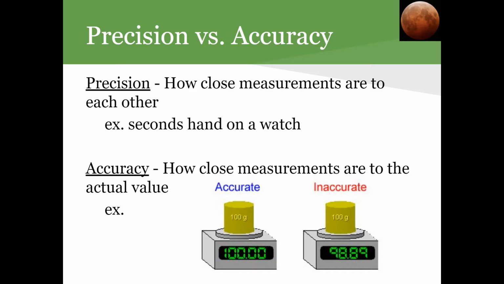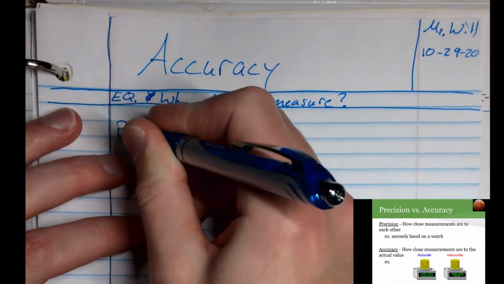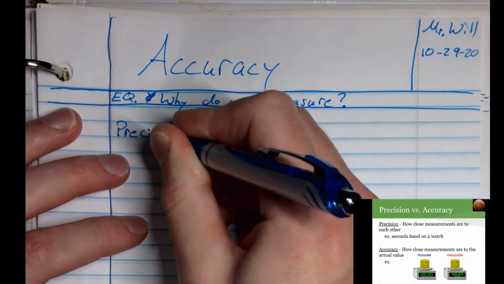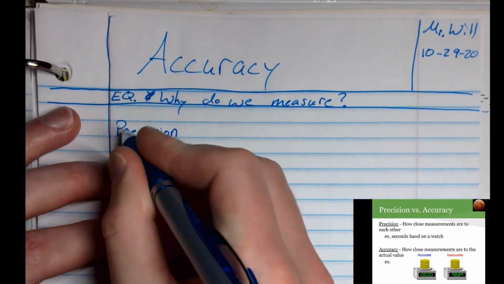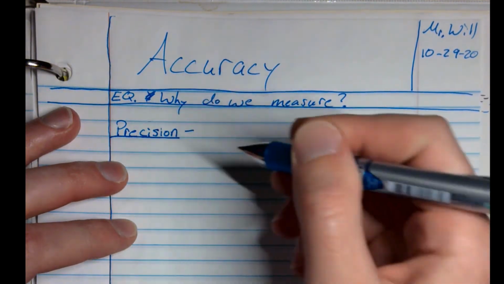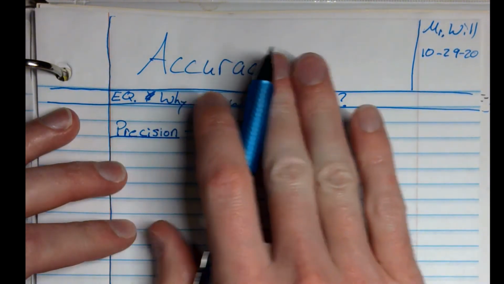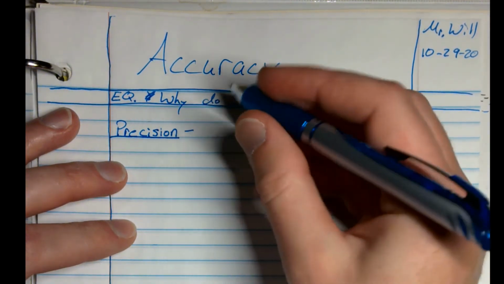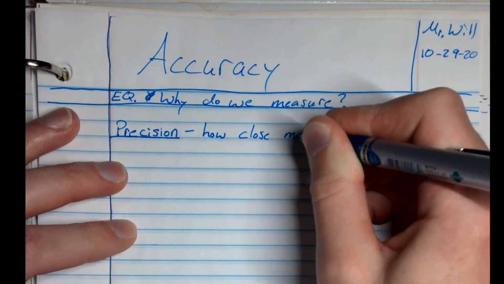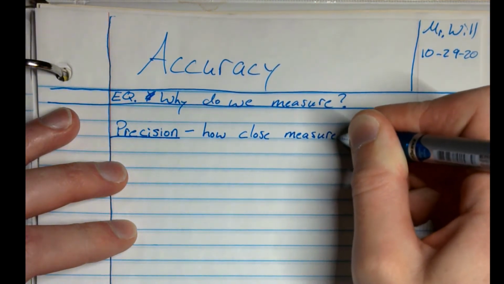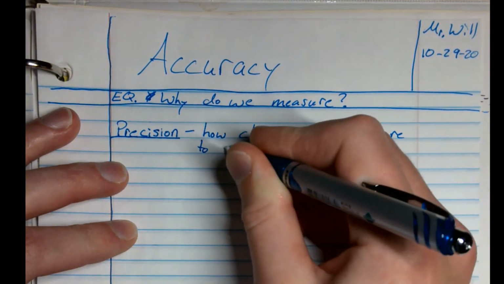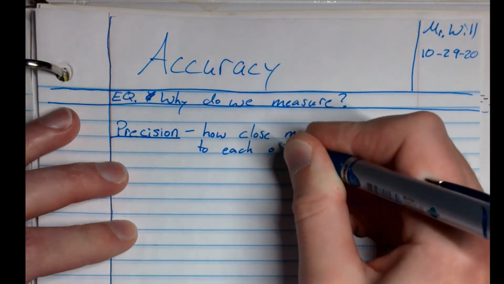So let's write these down in our notes. So let's start with precision, and then we underline it, and then I have my dash. Remember, my dash is my imaginary line. I'm not going to put my definition to the left of that. The definition just stays to the right. So precision, how close measurements are to each other.